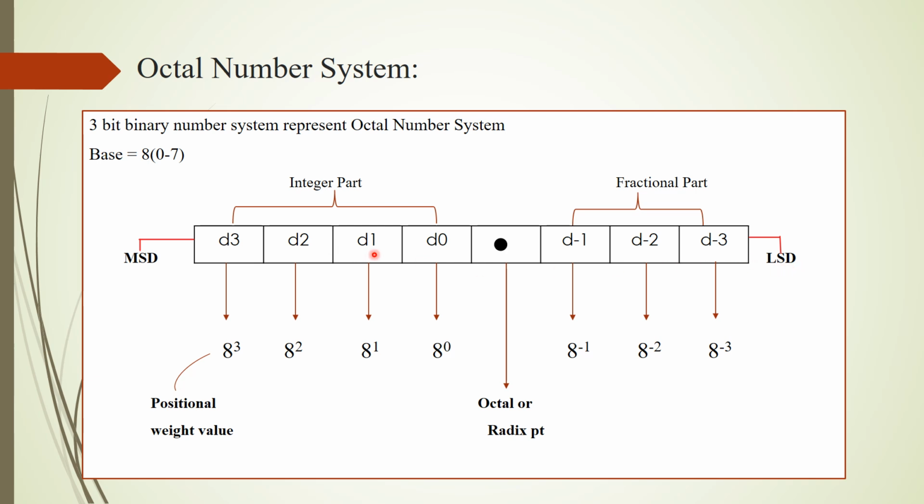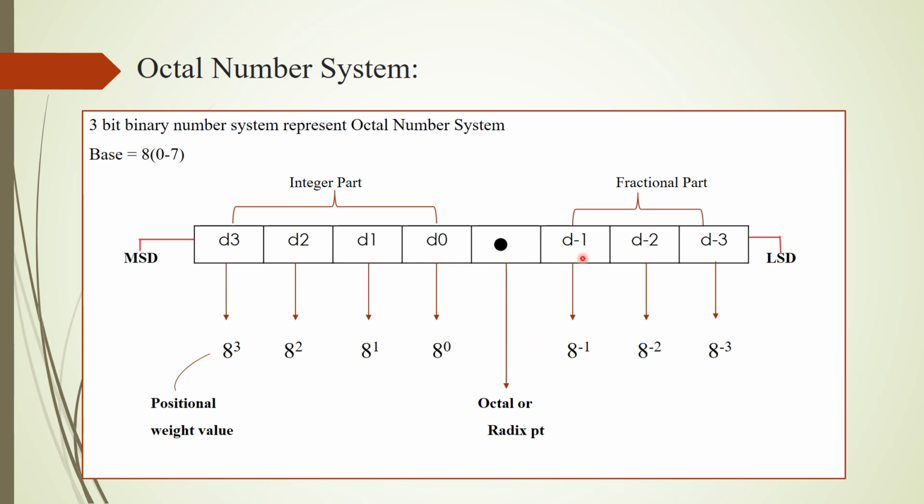As per previous discussion, in the same way, each and every digit has an individual weight value. The weight value for D0 is 8 raised to 0. The weight value for D1 is 8 raised to 1. The weight value for D2 is 8 raised to 2. The weight value for D3 is 8 raised to 3. 8 is the base of our octal number system. That's why we have to use 8.